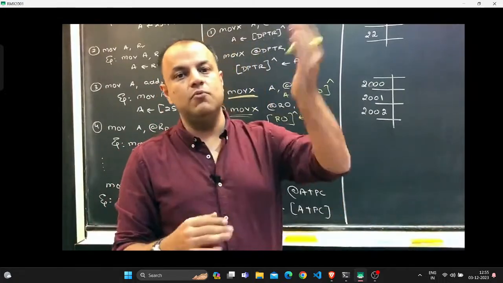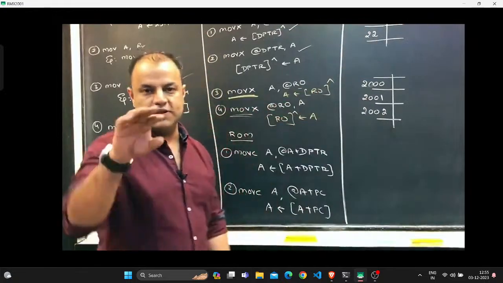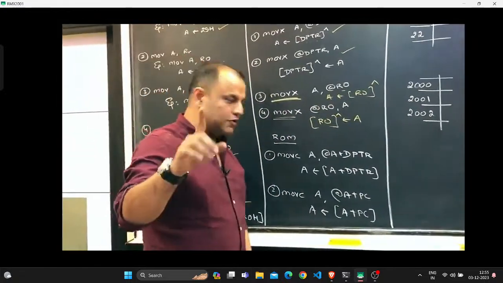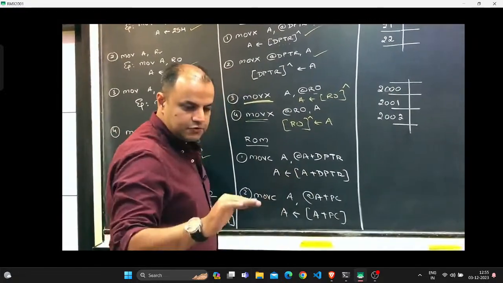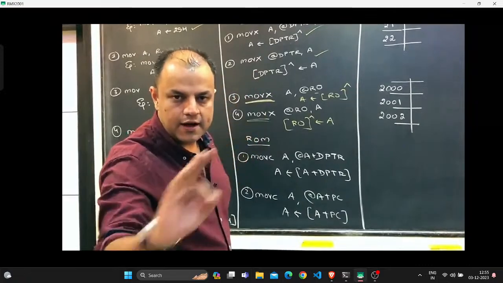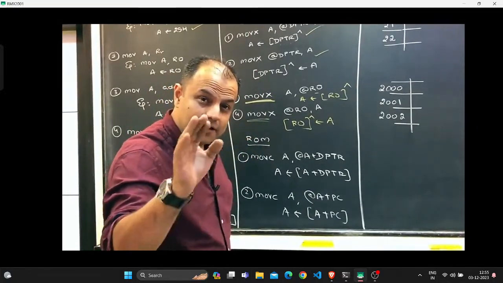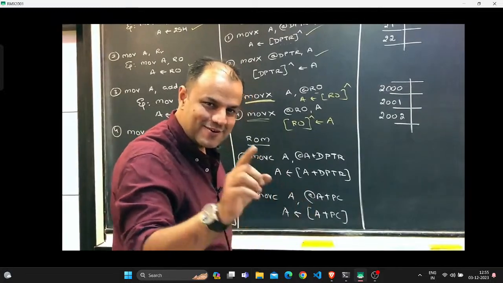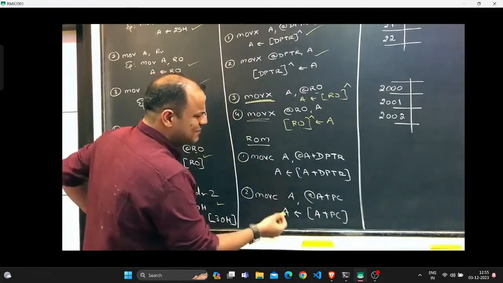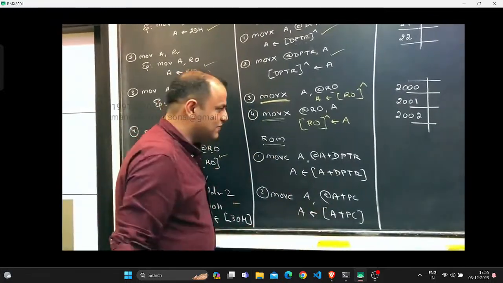If the address is 1000 and more, definitely it will be accessed from external ROM, because there is no address 1000 and more in the internal ROM. So for the last time, if this address is 1000 or more, it is 100% working on external ROM. If the address is less than 1000, depending upon EA bar: if EA bar is 0, it will work on external ROM; if EA bar is 1, it will work on internal ROM. Same thing, instead of A plus DPTR, A plus PC, same concept.